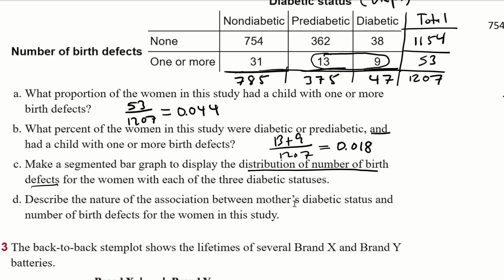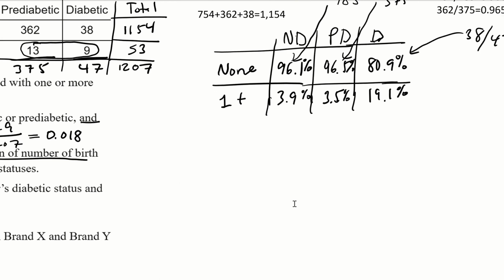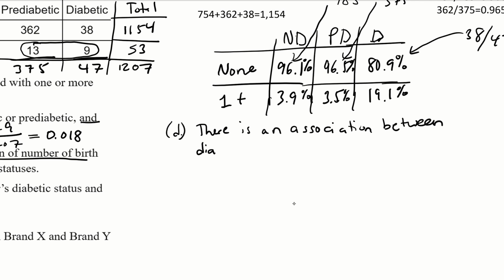Now we're going to describe the nature of the association. So like how we were kind of alluding to, there definitely seems to be an association. So we're going to say for part D, there is an association between diabetic status and the number of birth defects.